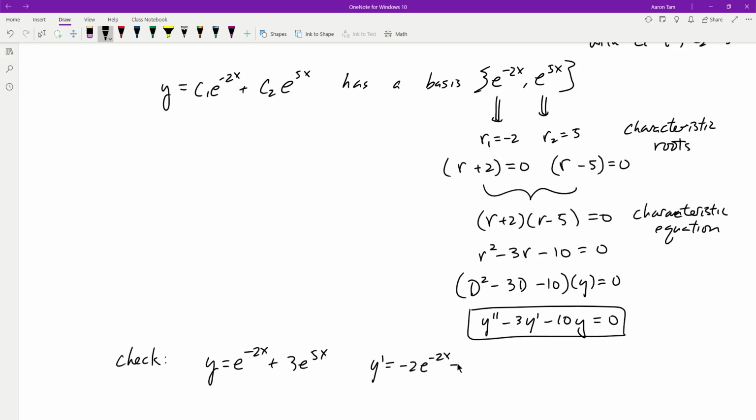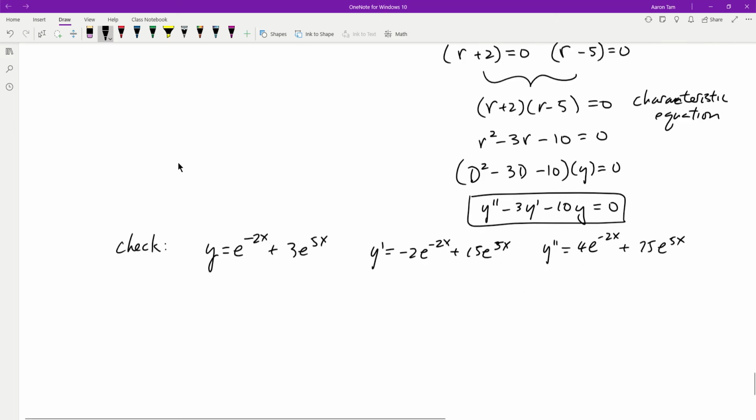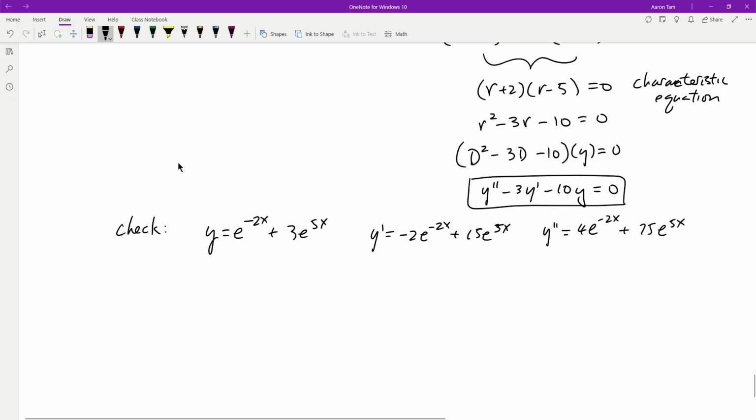So y equals e to the negative 2x plus 3e to the 5x. To plug it in, I do need y prime, which is negative 2e to the negative 2x plus 15e to the 5x. And now let's do y double prime. So y double prime would equal 4e to the negative 2x plus 75e to the 5x. So now the question is, would these three things plug into my differential equation? Would it satisfy it?